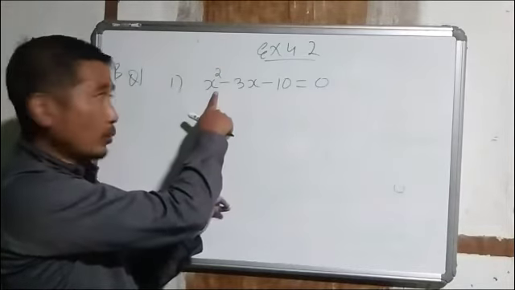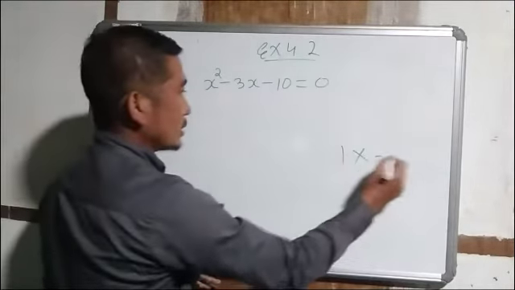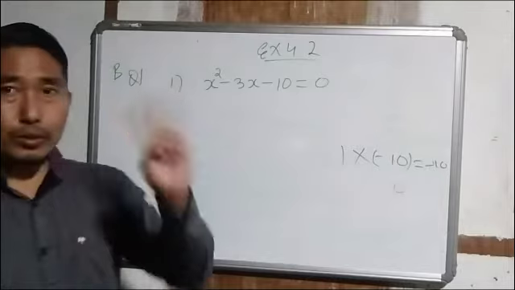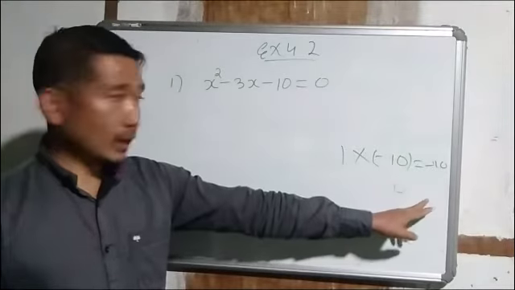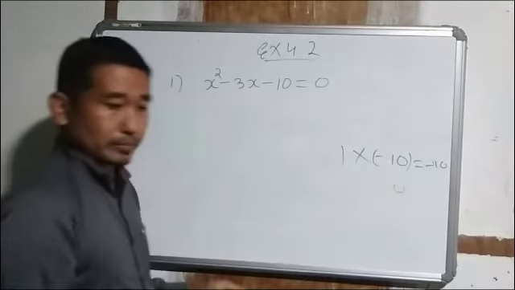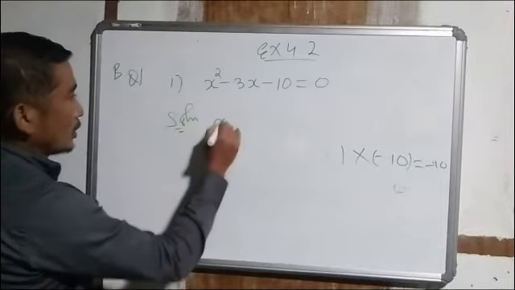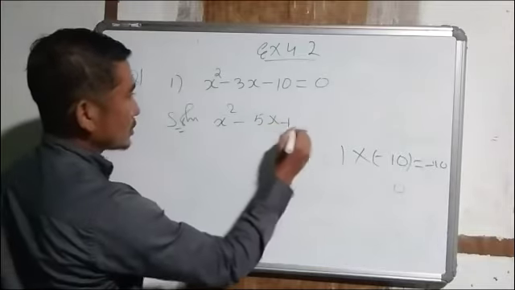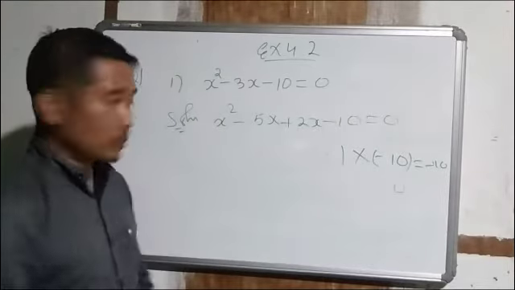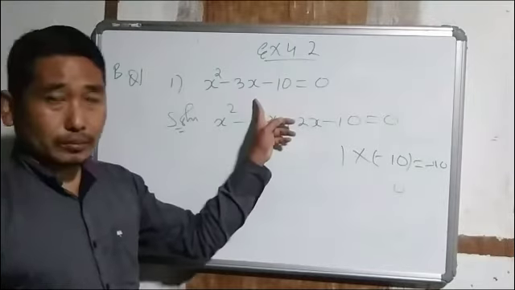The coefficient of x squared in this question is 1, and multiplying with minus 10, we have the answer minus 10. So search for two numbers which, when multiplied, give minus 10, and when added, give minus 3, to split minus 3x. So that gives x squared minus 5x plus 2x minus 10 equals 0, because minus 5 into 2 is minus 10, and minus 5x plus 2x is minus 3x.